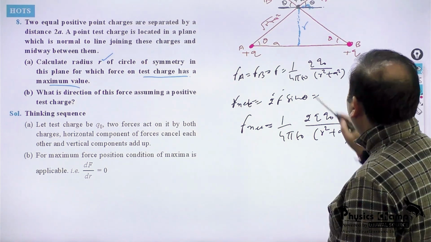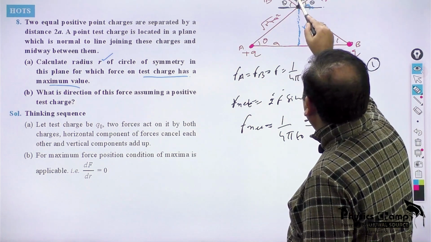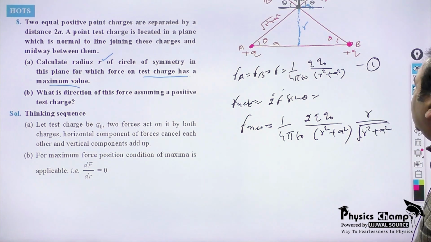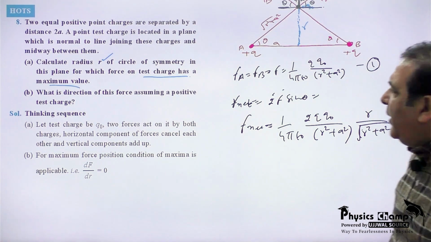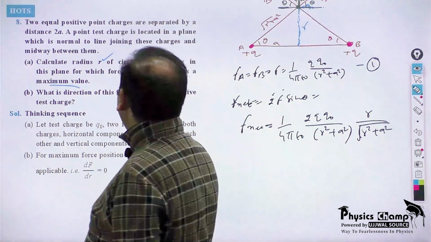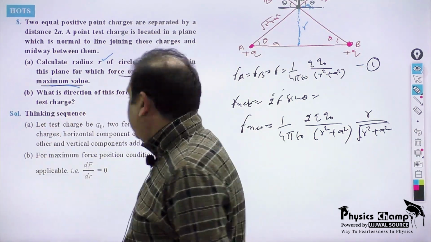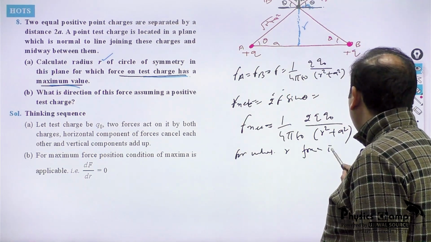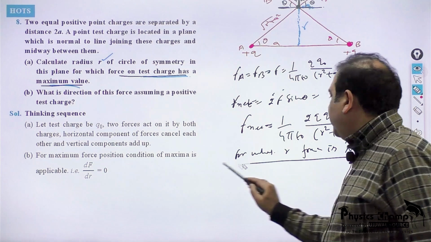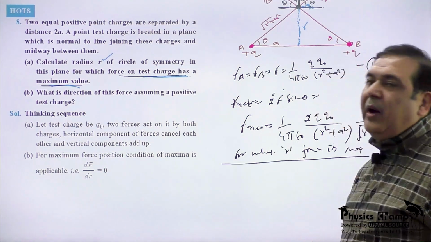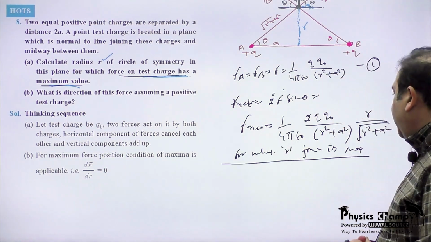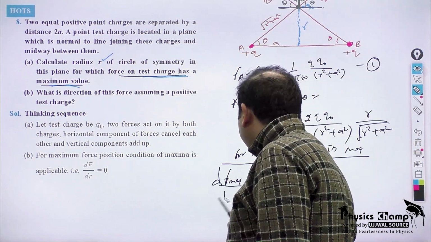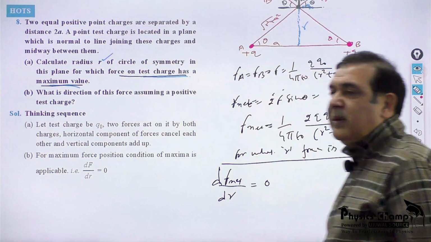So I am getting the net force which is going to act ultimately on this charge. But the question is, I need to get the value of r for which this force is maximum. So we are looking for what value of r this force will be maximum. It means I am looking for dF_net/dr to be 0, the condition of maxima.